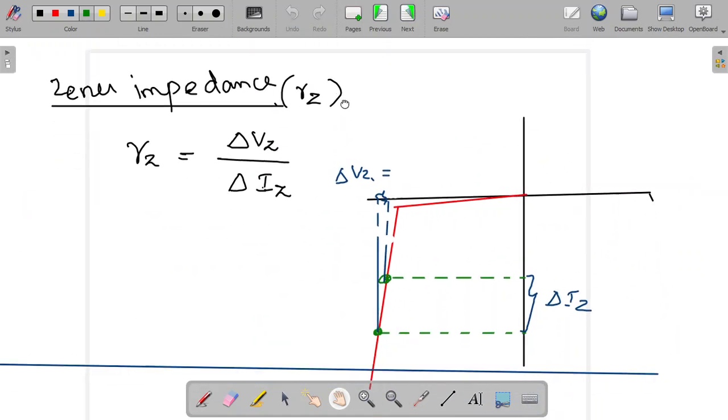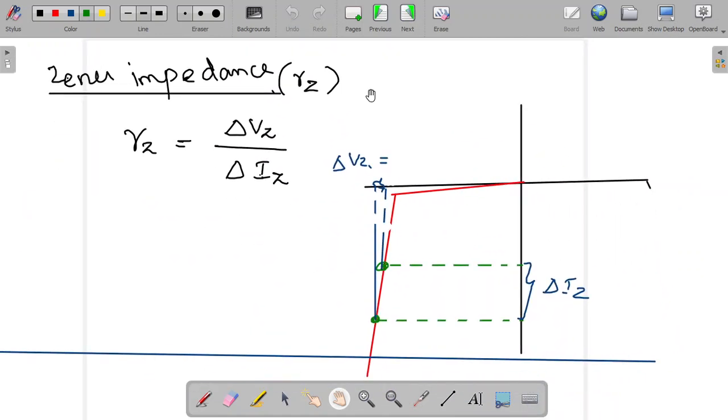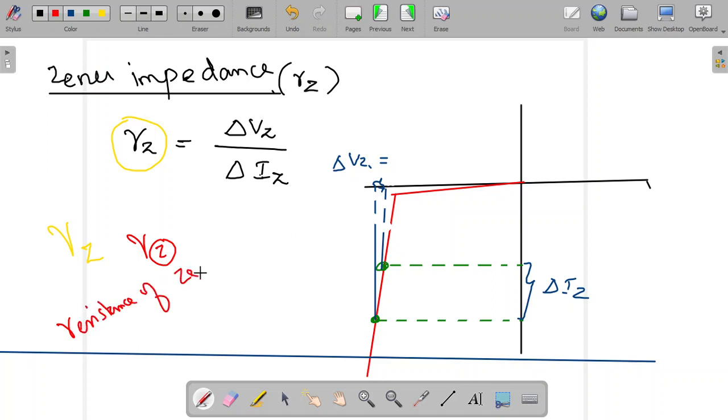Now we go for the next. We are going to find out the Zener impedance for this reverse bias or Zener breakdown. So how to find out the impedance? The formula here you see, RZ. So what is RZ? This R is the resistance or the impedance. So it is the resistance of the Zener diode. That's why we mention it as RZ.